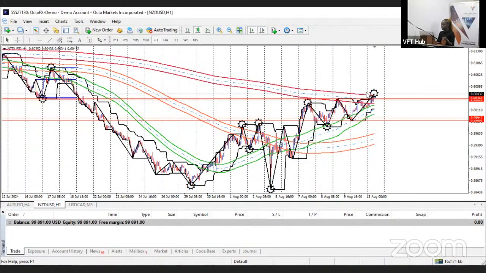On the 1-hour time frame as well, we see another sunshine here. So are we going to be seeing a short-term sell on NZD-USD, a short-term buy on USD CAD before they continue their move? Most likely, right?